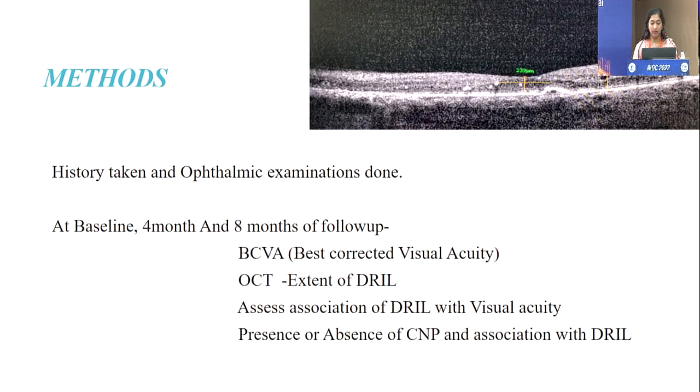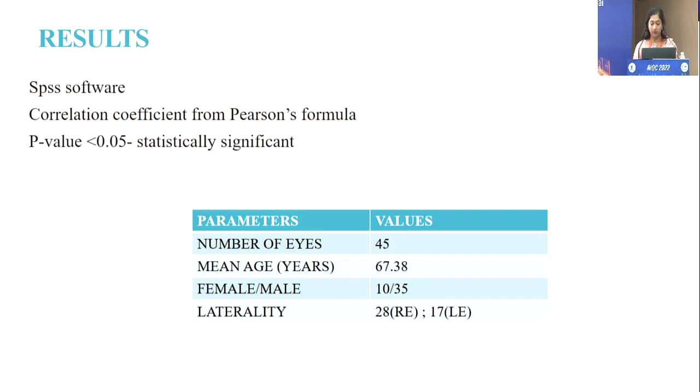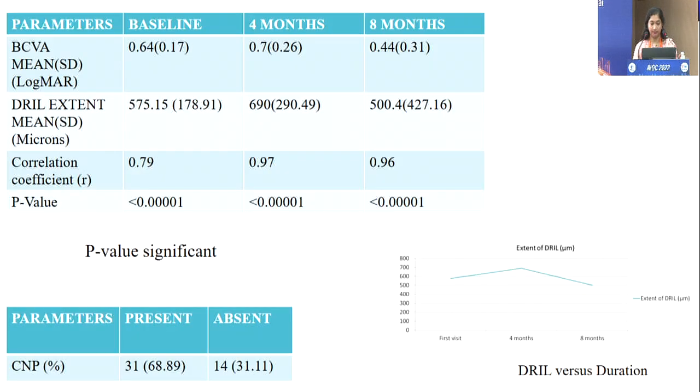Proper history was taken and standard ophthalmic examinations were done, and at baseline, 4 months and 8 months of follow-up, we checked for BCVA and OCT to check for the extent of DRIL, to assess the association of the DRIL with visual acuity, and presence or absence of CNP areas in association with DRIL. A total of 45 eyes were evaluated with mean age of 67.38. Female to male was 10 and 35, and laterality was 28 right eyes and 17 left eyes.